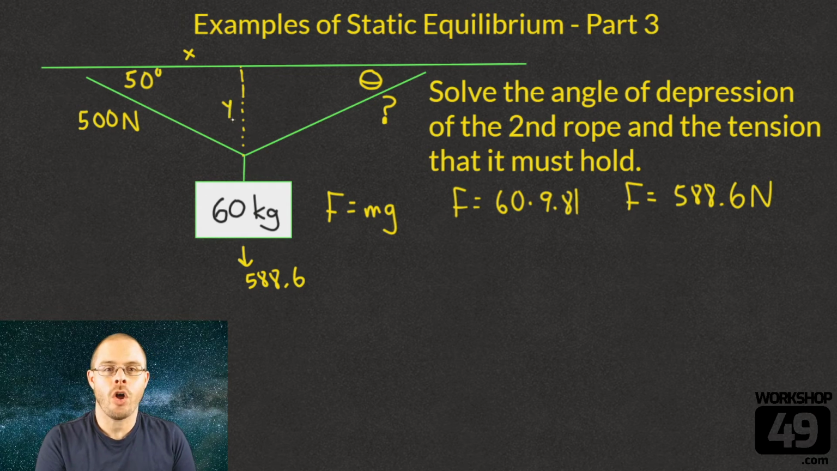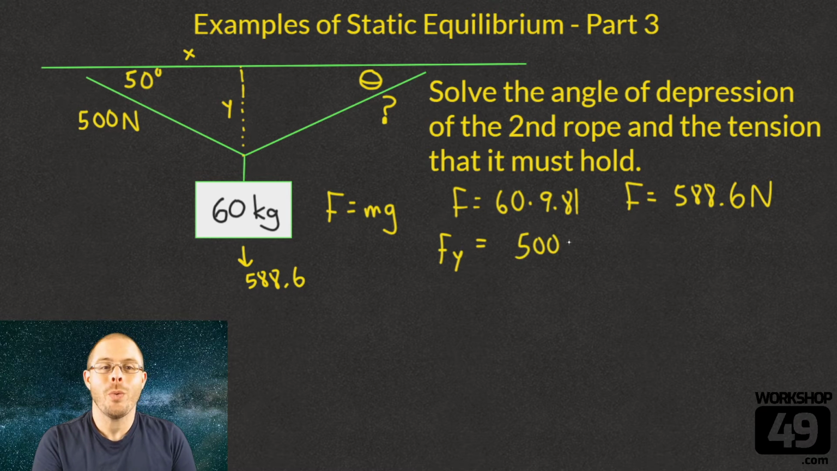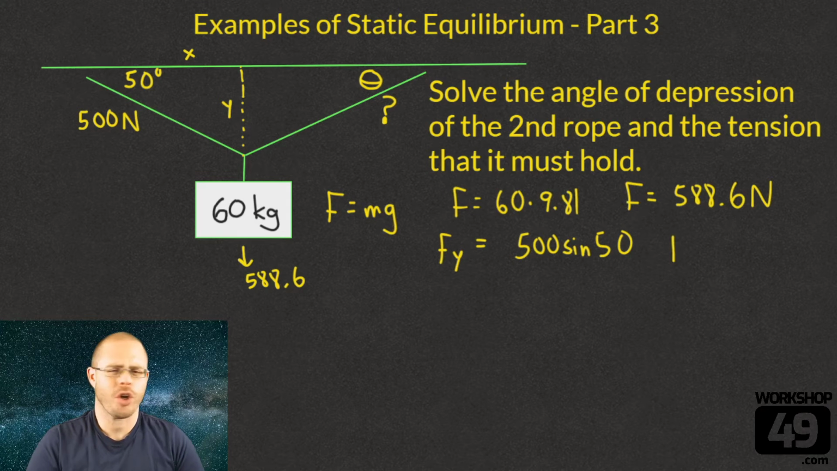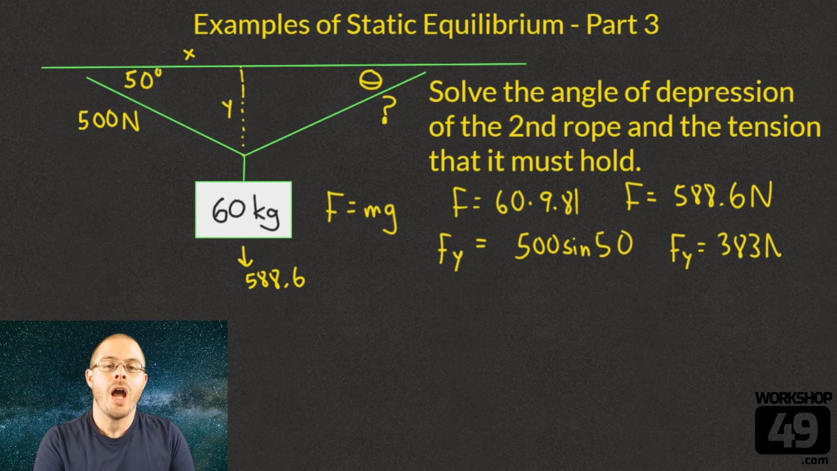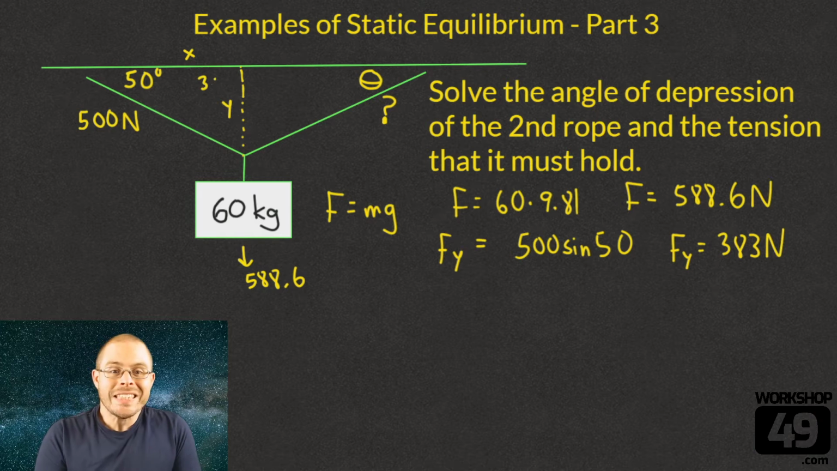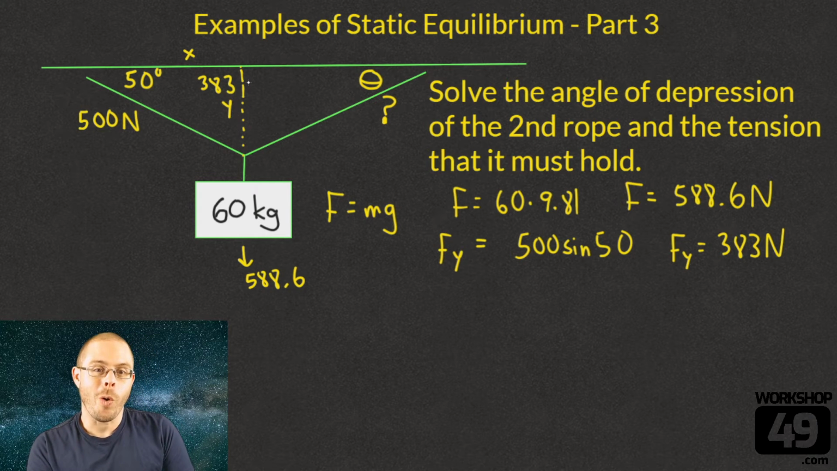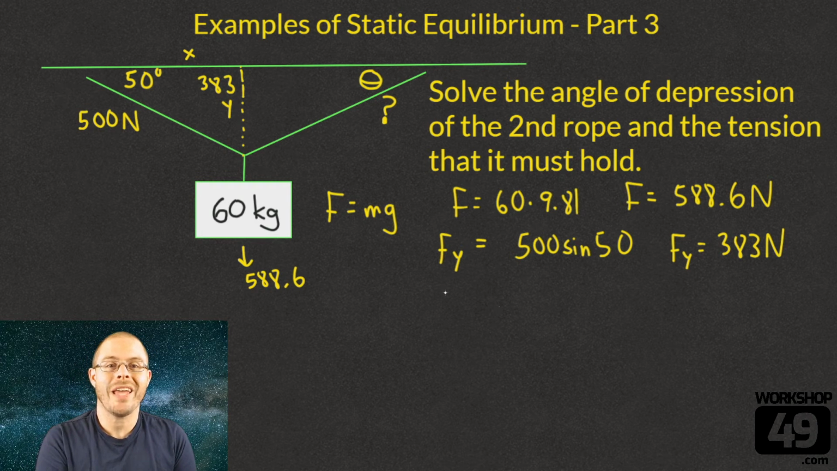Let's go ahead and solve the y component, that up-down component of the left rope. In order to get a y component, we take the magnitude of that force, the 500, multiply it by the sine of the angle. Recurring theme in vectors. Sine means up-down. Our y component is 383 newtons. That means the left rope is holding 383 newtons of that load.